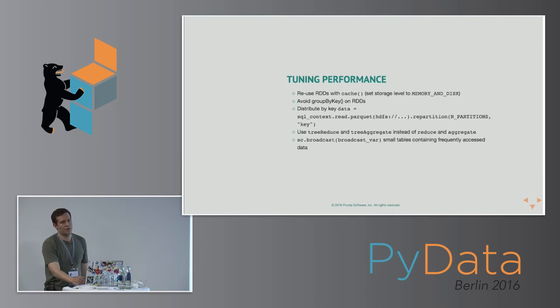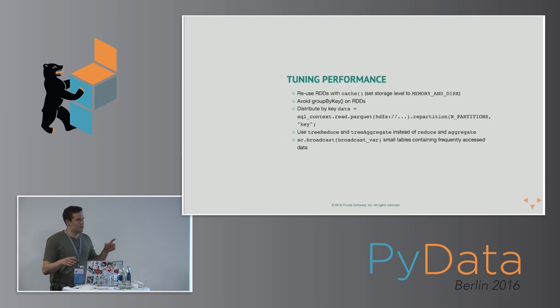What about performance tuning? One thing that you should never forget is to cache your RDDs that you're going to reuse. And you always set these to memory and disk. I have seen no use case yet where it would make sense to do memory only or disk only. I'd be interested to hear if there are some use cases, but probably not.